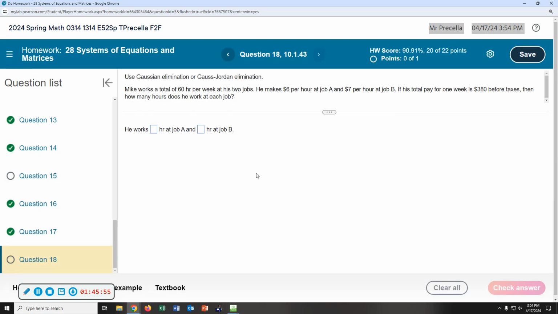Mike works a total of 60 hours per week at his two jobs. He makes $6 per hour at job A and $7 per hour at job B. If his total pay for 1 week is $380 before taxes, then how many hours does he work at each job? What a downbeat problem. He's having to work 60 hours on two jobs.